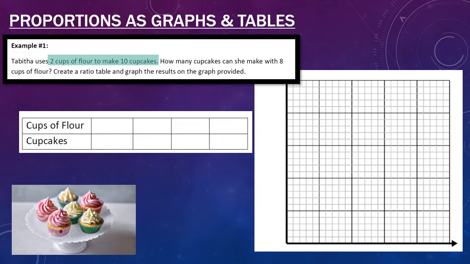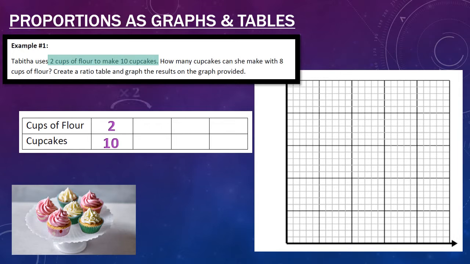So first thing we're going to do is take that 2 cups of flour and 10 cupcakes and create the ratio table. Cups of flour over cupcakes. So cups of flour becomes my X and cupcakes becomes my Y. Take your 2 cups and your 10 cupcakes and put it in for your X and your Y.